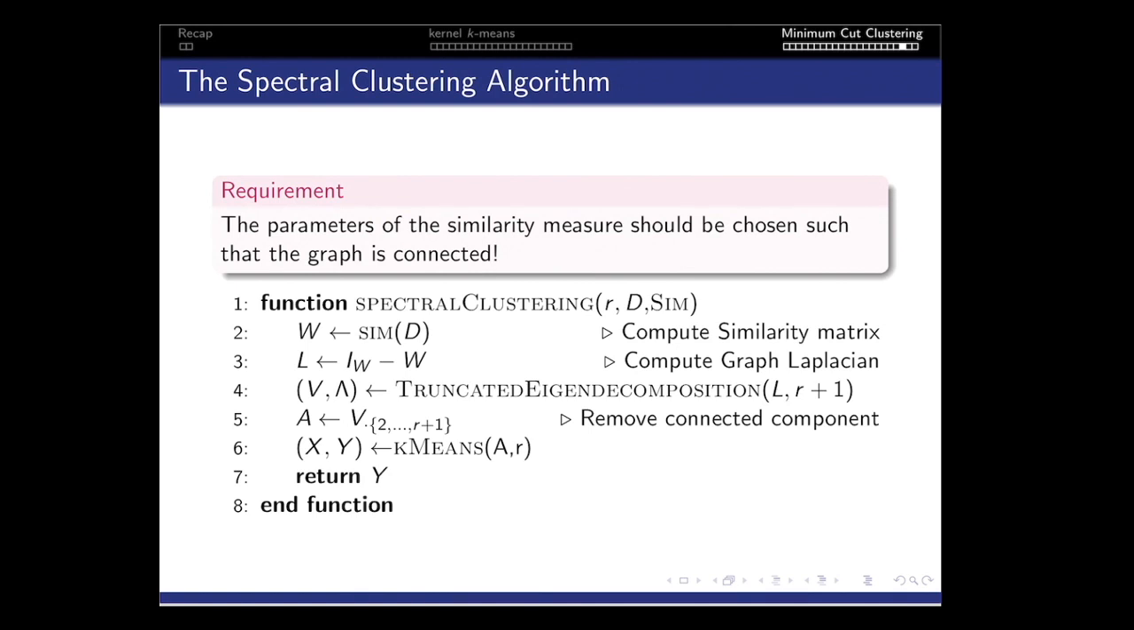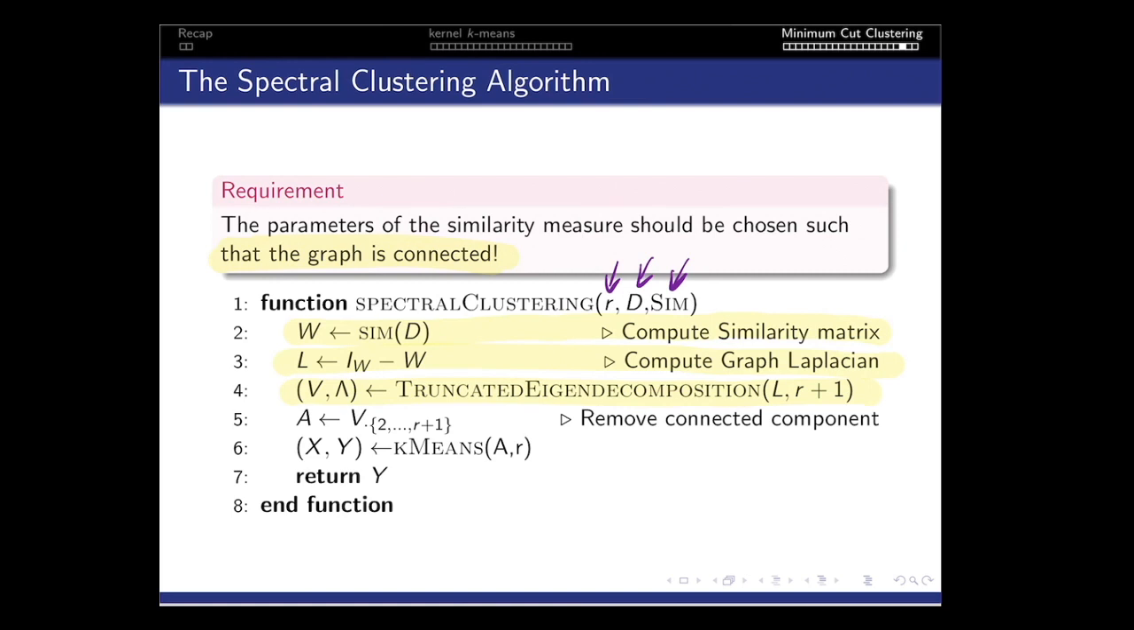Well, first of all, we have here this requirement that the parameters of the similarity measure should be chosen such that the graph is connected. And then spectral clustering is defined for a given rank, so the number of clusters, our data matrix D, and a similarity measure sim. And then we compute the similarity matrix W, or you could also say it's the weighted adjacency matrix for our data represented as a graph. And then we compute the graph Laplacian L. And then we compute here a truncated eigendecomposition of L.